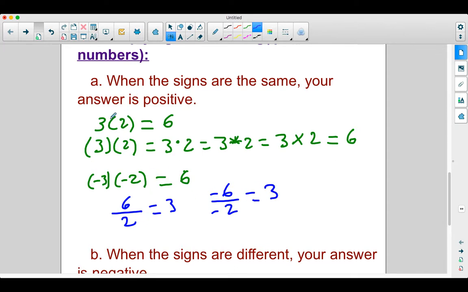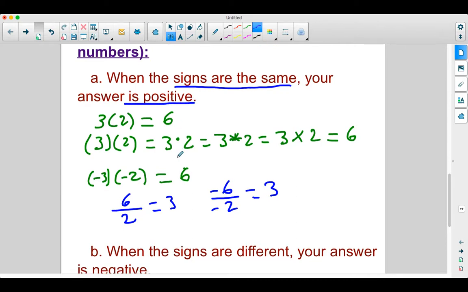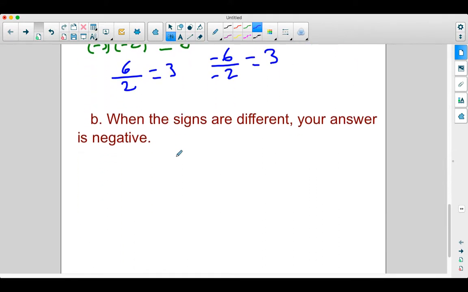So, for multiplication and division, as far as the rule of sign is concerned, if the signs are the same, your answer is always positive. Remember, we are talking about two numbers at a time, a pair of numbers at a time. Now, what if the signs are different? When the signs are different, your answer is negative.